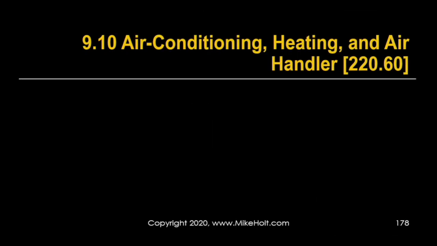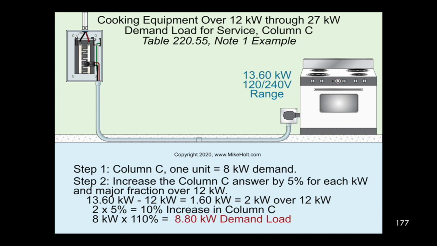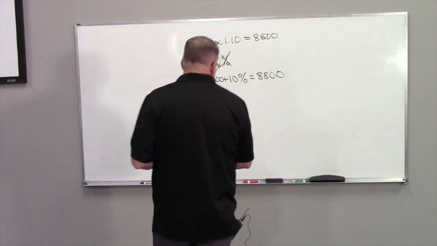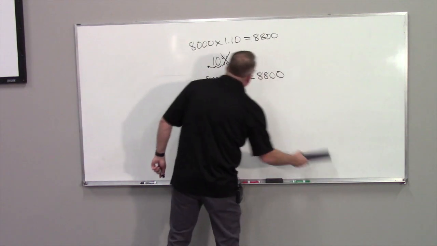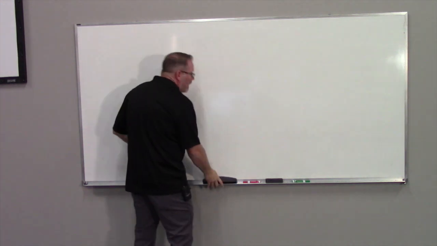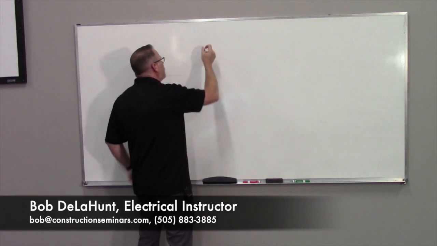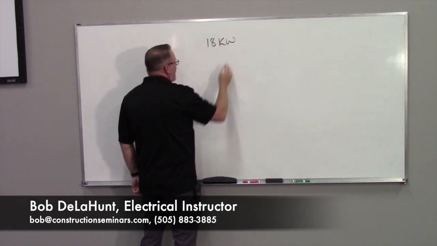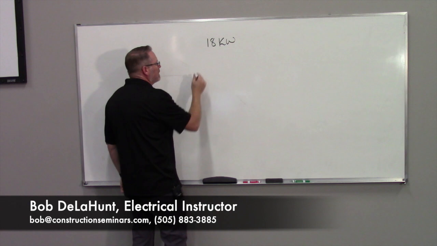Okay, so that's how you do those. Let's go ahead and do another one. Let's just do one that is an 18 kilowatt range, right? Big range. So I got 18 kilowatts. How many kilowatts is that over 12 kilowatts?